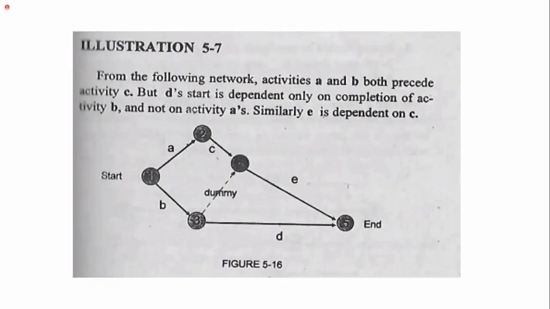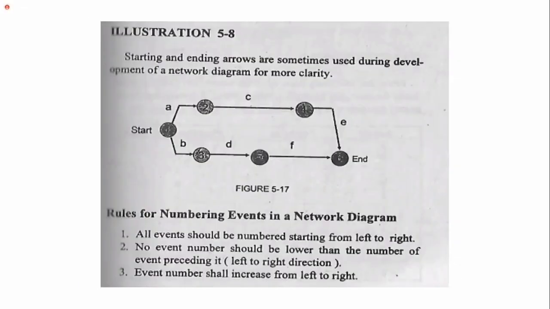Also this one. So rules for numbering events in a network diagram. All events should be numbered starting from left to right. No event number should be lower than the number of event preceding it. Left to right direction. Event number should increase from left to right.